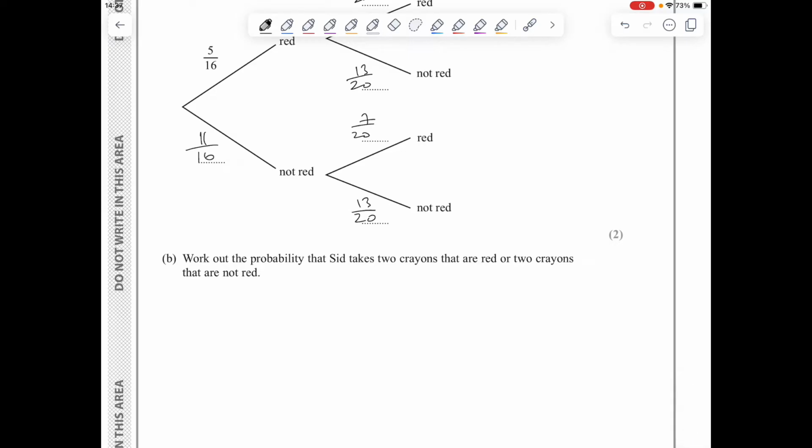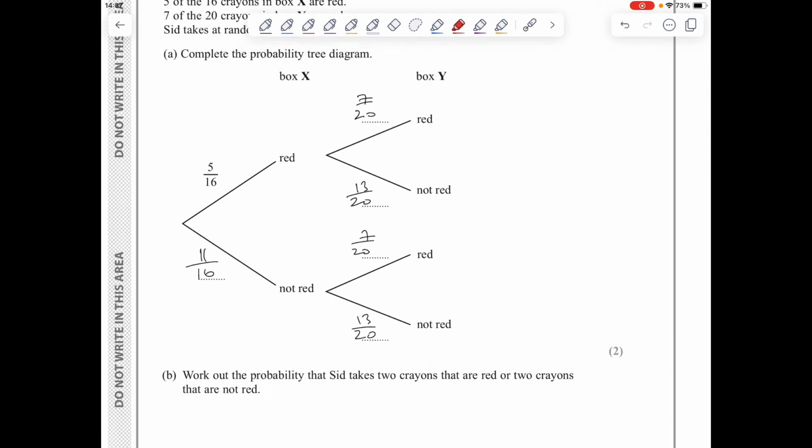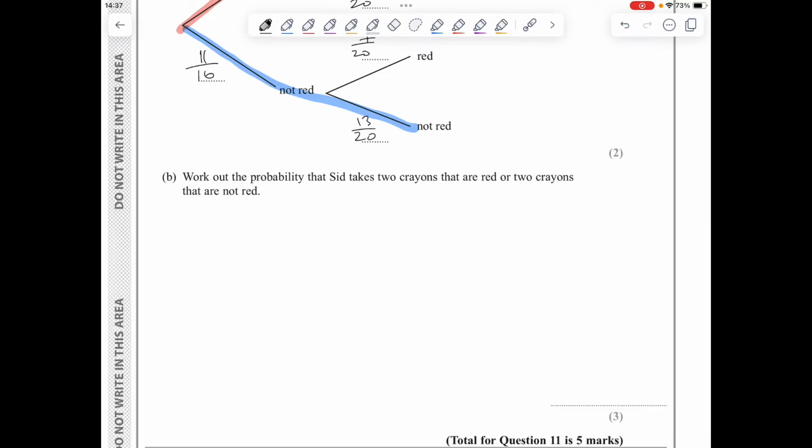In part B, I need the probability that seed takes 2 of the same color. So I want either 2 red or 2 which are not reds. So now I'm going to multiply and then add each combination. So for the red combination, I have 5 over 16 times 7 over 20. And then I need to add the blue combination, which is 11 over 16 times 13 over 20. Put that on the calculator and you get an answer of 89 over 160.